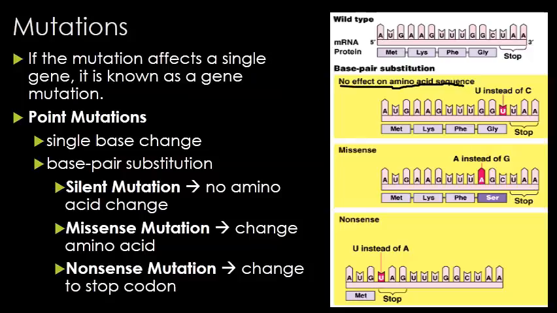A missense mutation is going to change from one amino acid to another. So instead of producing GLY, I produce SER. Nonsense mutations instead turn a codon, instead of producing an amino acid, into a stop, and that is going to cause some major problems for the protein itself.